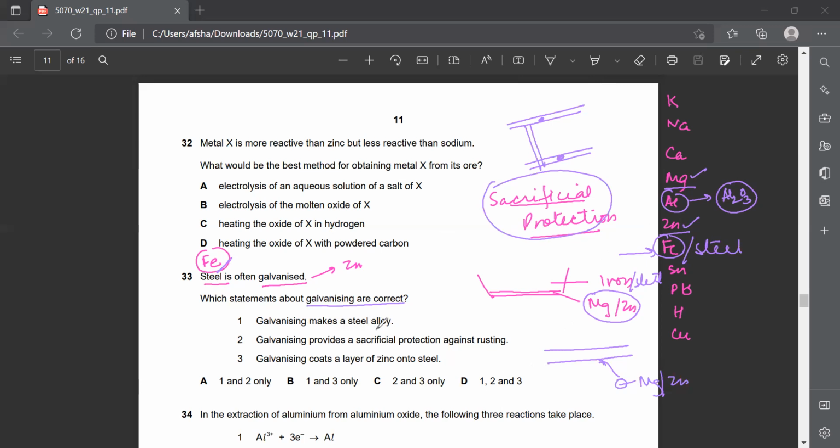Galvanizing makes steel an alloy. Galvanizing is not used for making the alloy, just to protect the iron which is a part of the steel alloy. So I think this one is not going to be correct. Galvanizing provides sacrificial protection against rusting. As I explained, it is definitely a method to prevent rusting. Yes, this is correct. Galvanizing coats a layer of zinc onto steel.